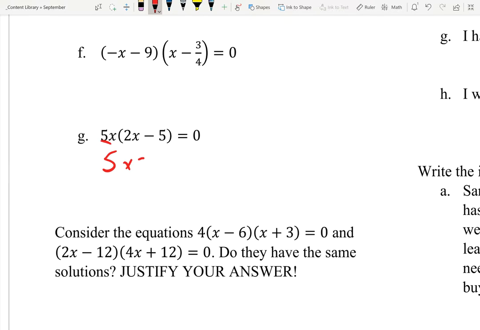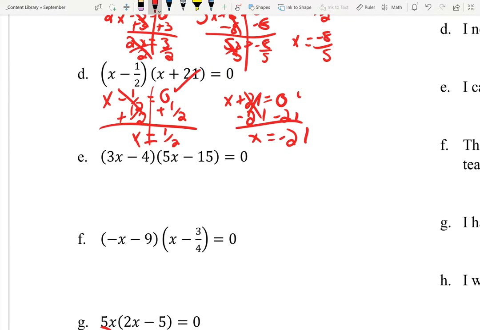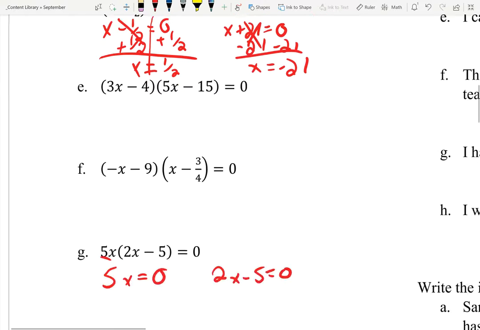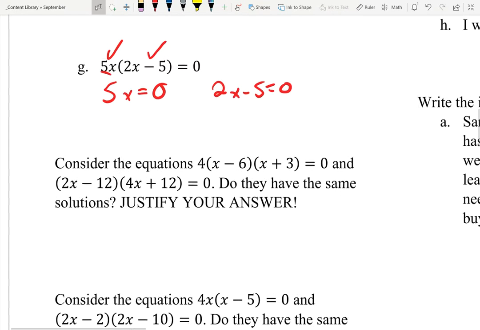You have 5x. You need to know what makes it 0. So you take that group, you set it equal to 0. And you would also do the same with 2x minus 5. Take it and set it equal to 0. So just like on the previous problems, you set each part equal to 0. You have 5x is one part and 2x minus 5 is the other. You set them equal to 0 and you solve.